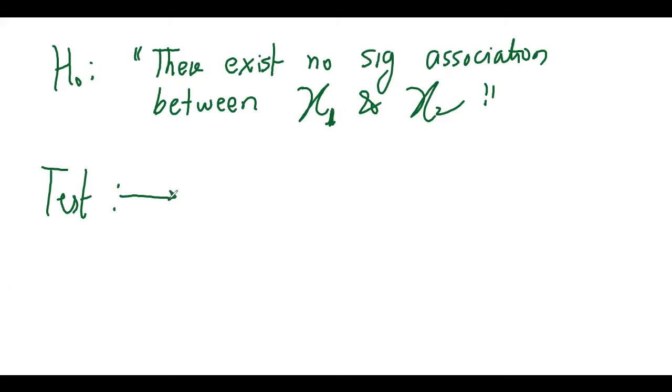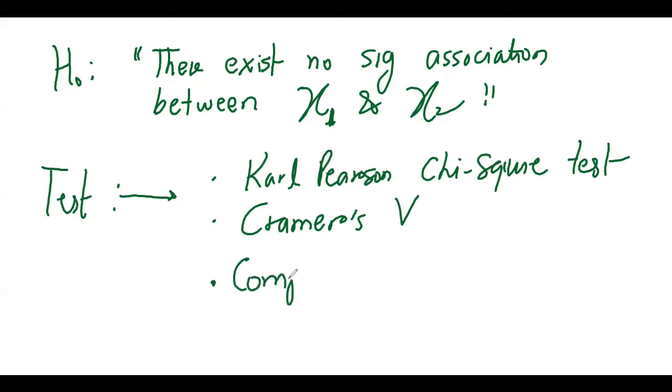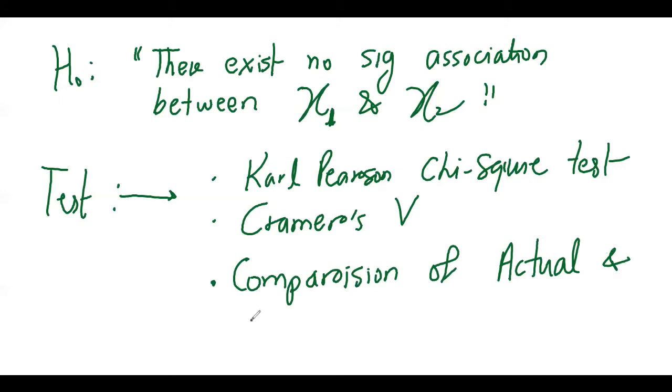So you will apply two tests here. One is the Karl Pearson chi-square test. This is the one test you apply. Then you have to apply Cramer's V. So these two tests are very important. And then the third case, you have to find out the comparison of actual and expected values. So these three steps are very important in chi-square.